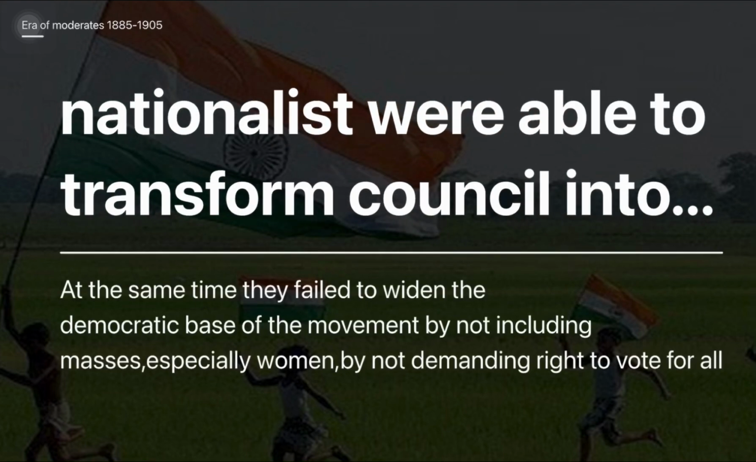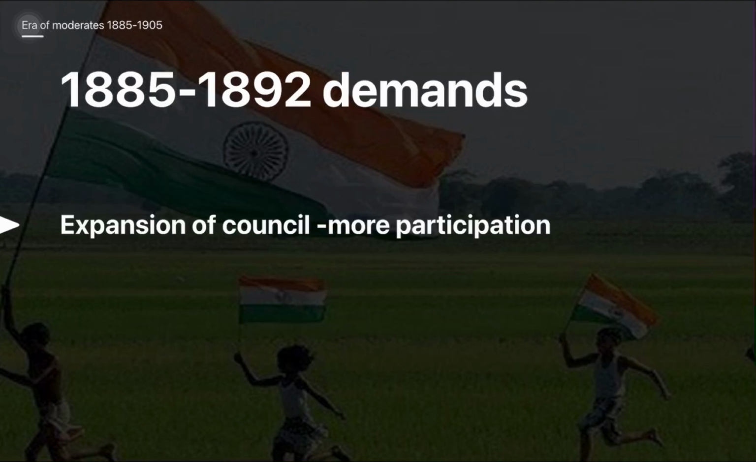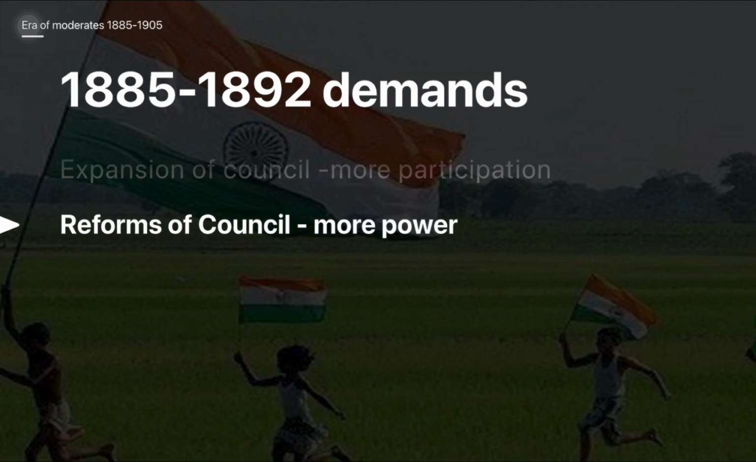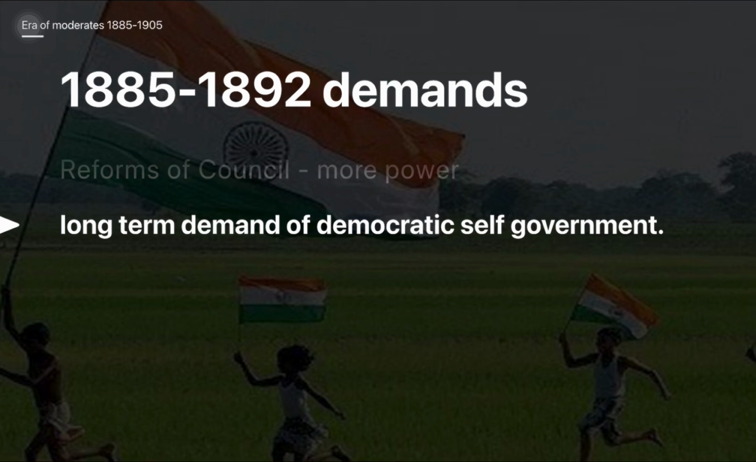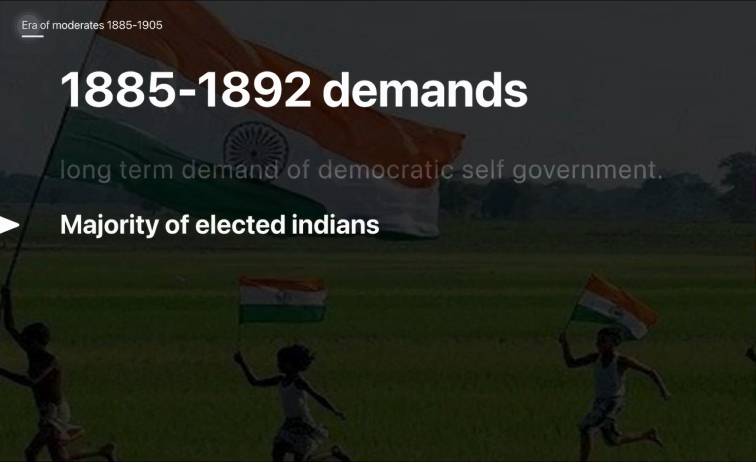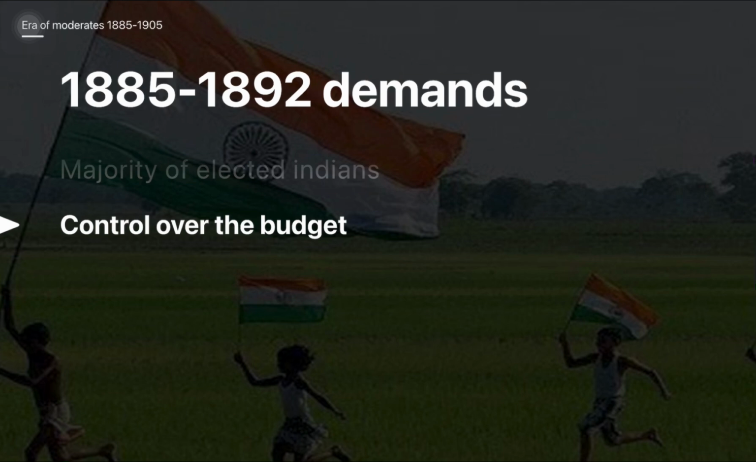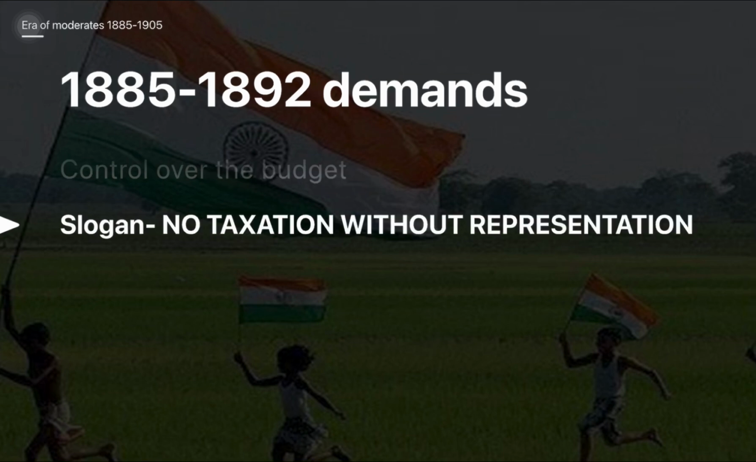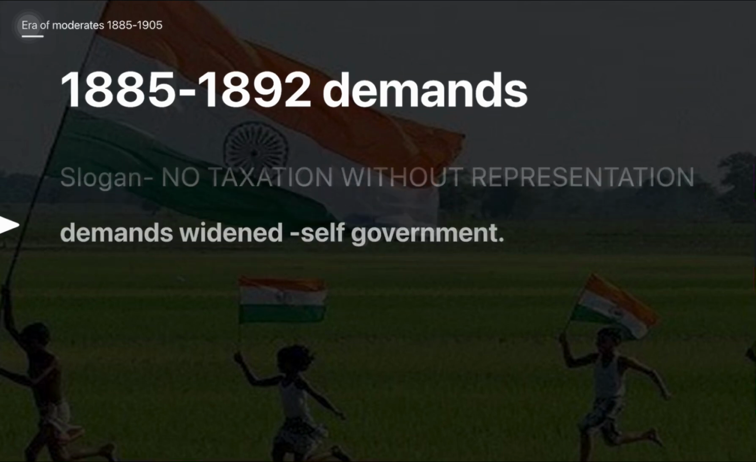At the same time, they failed to widen the democratic base of the movement by not including the masses, especially women, and by not demanding the right to vote for all. From 1885 to 1892, demands included expansion of the council, more participation, second reforms of the council, that is more power to the council, the long-term demand of democratic self-government, a majority of elected Indians, and control over the budget. The slogan they gave was: no taxation without representation.